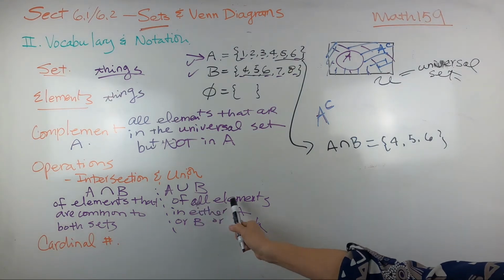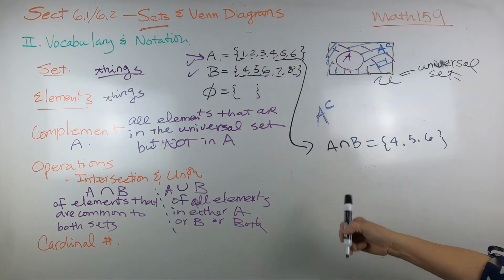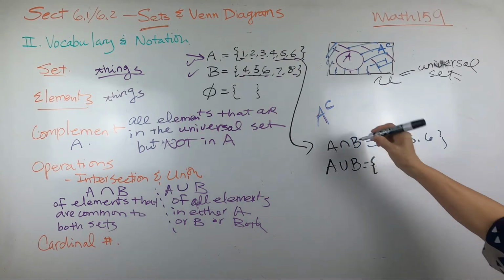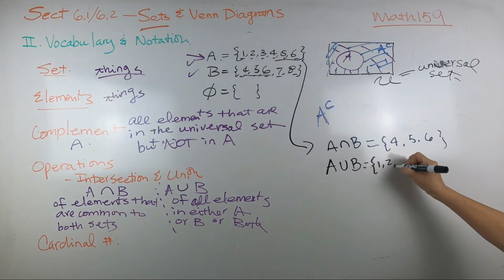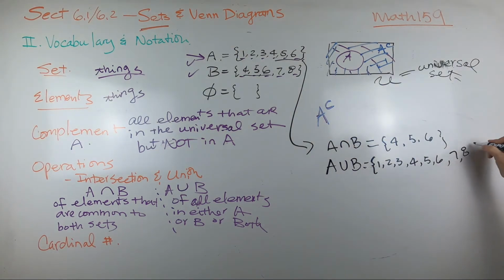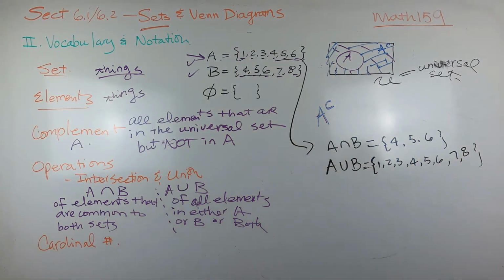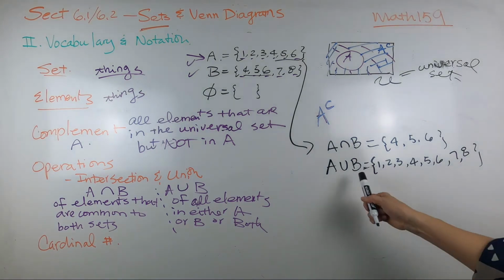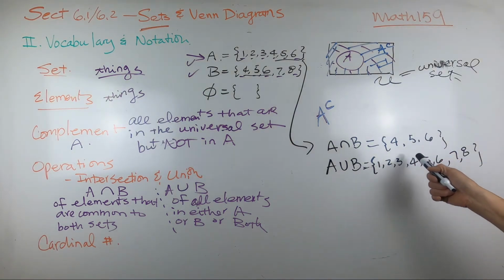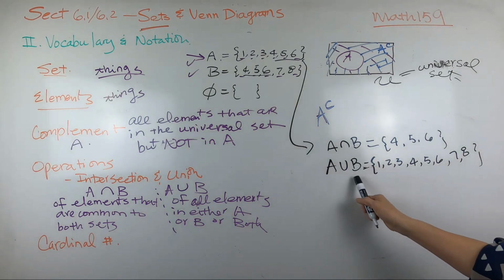Then union means all elements belonging to either one of them or both of them, all of them, right? So A union B, you unite. So you have 1, 2, 3, 4, 5, 6, also 7, 8. But you don't repeat 4, 5, 6, because all the elements, you only describe once. Both are sets, so we use the curly bracket to show the elements belonging to the intersection or the union.